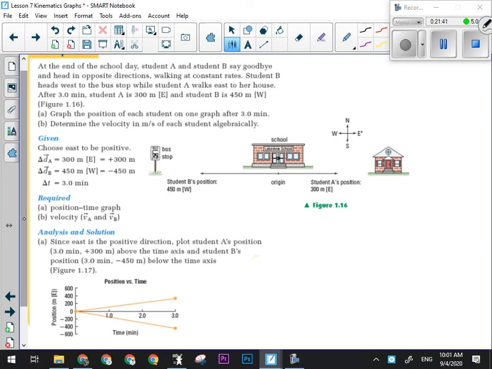Determine the velocity in meters per second of each student. Well, determining velocity simply means taking total displacement and dividing by total time. So we take 450 divided by 3 minutes and we get their speeds in meters per minute.